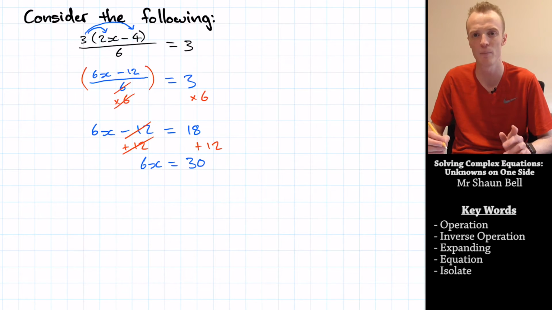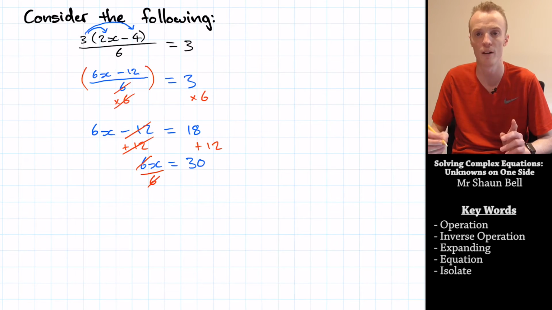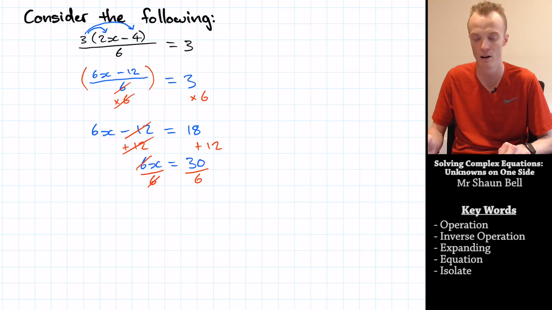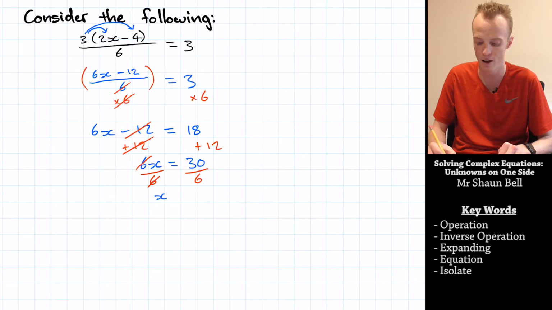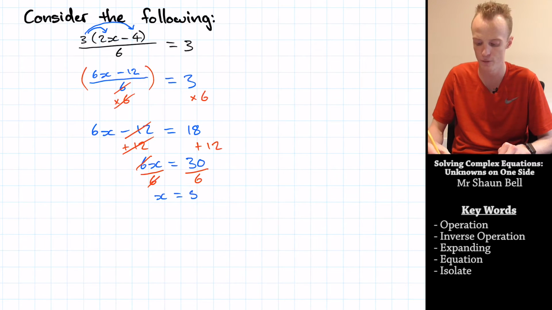isolate my x by performing the inverse of multiplication, which is division. So I need to divide my left-hand side by this 6 to cancel it out. But whatever I do to one side of the equation, I must do to the other. So I also divide the right-hand side by 6. On the left-hand side, I've isolated my x value. On the right-hand side, I've got 30 divided by 6, which is equal to 5. Therefore, I'm proposing my x value should equal 5.